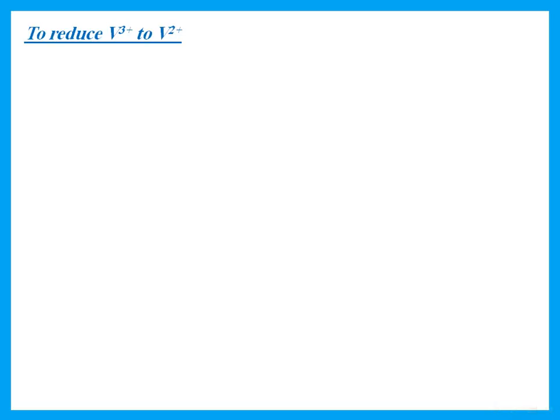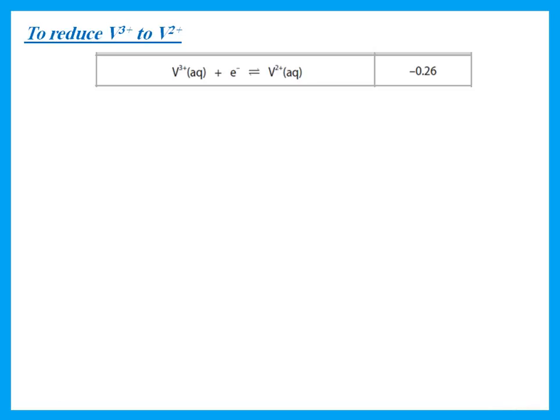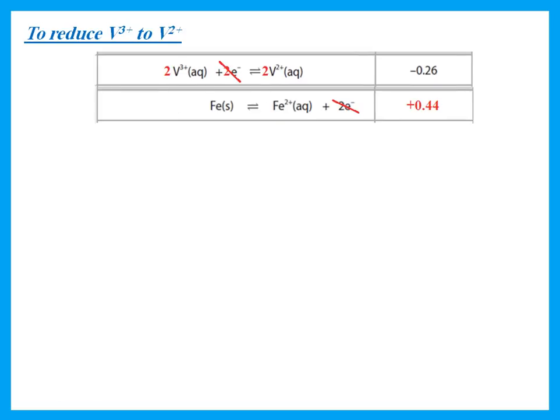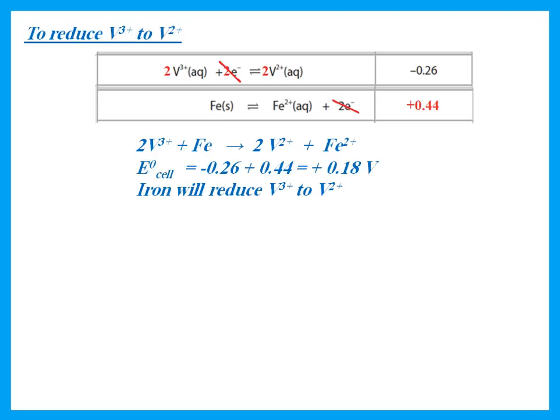Now, going from V plus 3 to V plus 2. This is the equation for V plus 3 going to V plus 2. I need to invert the equation for the iron and invert its sign. Multiply the equation on top by 2. Cancel the electrons. Add up everything on the left, everything on the right. What is the E cell total? A positive. That means iron will reduce the V3 plus to V2 plus.